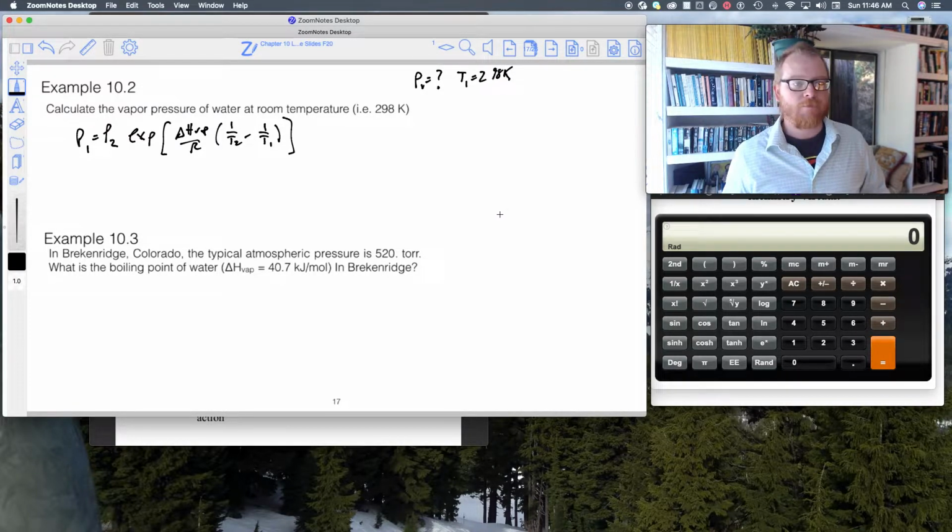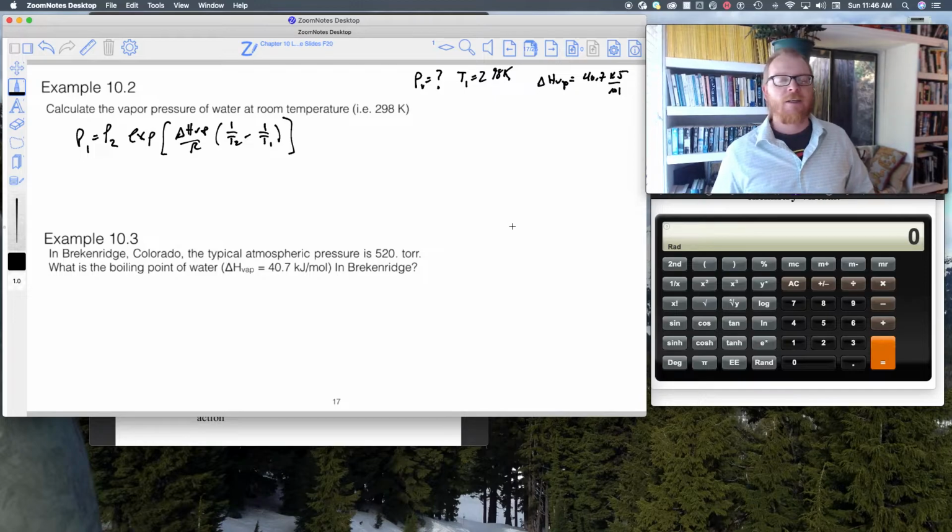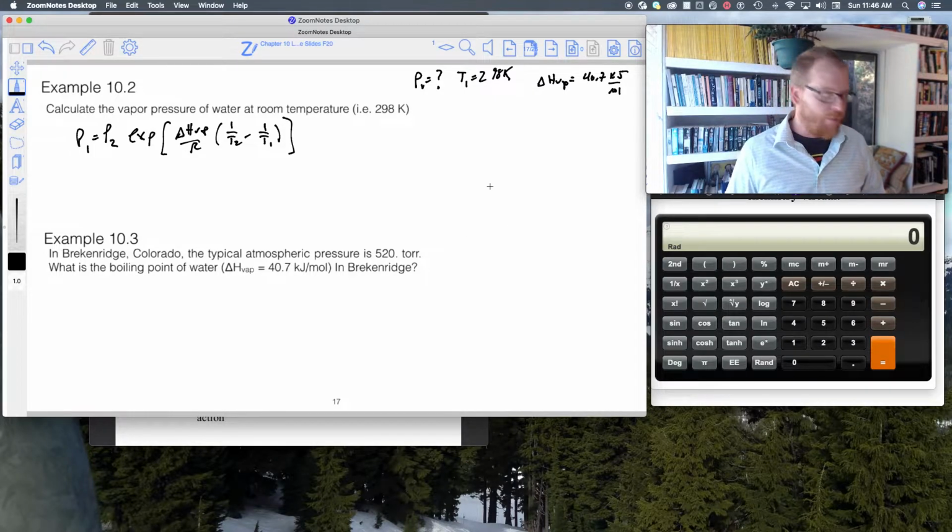We have to look up the delta H of vaporization of water, and that would be given to you, or you would have the ability to look it up. It's 40.7 kilojoules per mole, so you don't have to memorize these delta H's. You can always look things up if you don't know them, especially things like enthalpy or entropy.